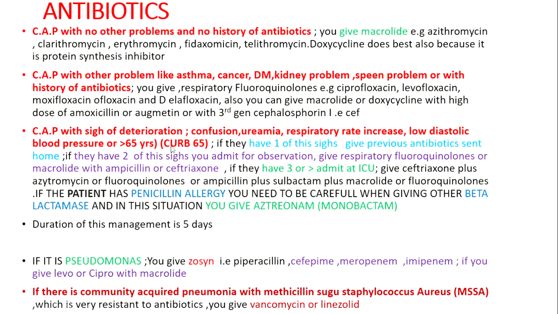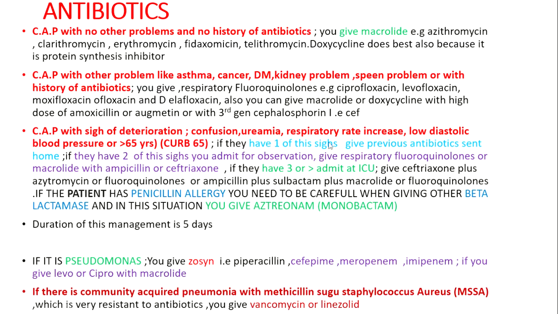You will remember this: C is for confusion, U is for uremia, R is for respiratory rate, which is increased, and B is for blood pressure, which is low. Diastolic pressure of 65 means the patient is above 65 years.